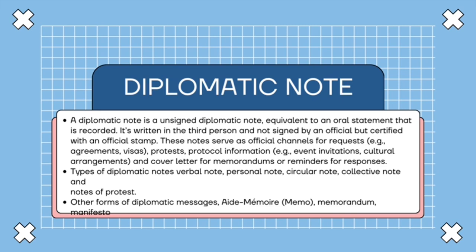Types of diplomatic notes: verbal notes, personal note, circular note, collective note, and note of protest. Other forms of diplomatic message: ID memo, memorandum, manifesto, and ultimatum.